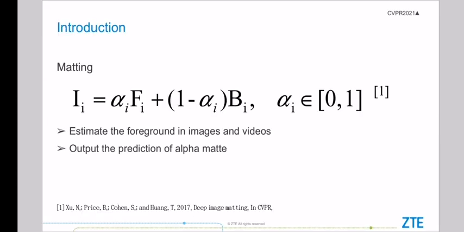Mathematically, the RGB image is defined as a convex combination of foreground and background. The target of matting is to estimate the alpha matte, which represents the opacity of the foreground at each pixel.